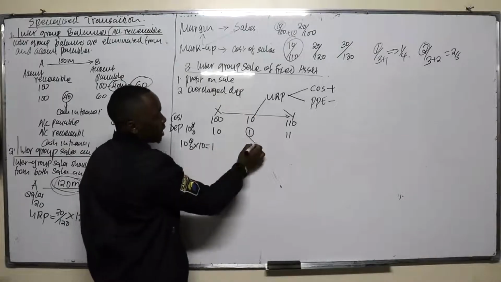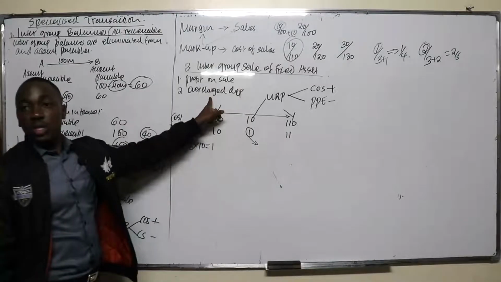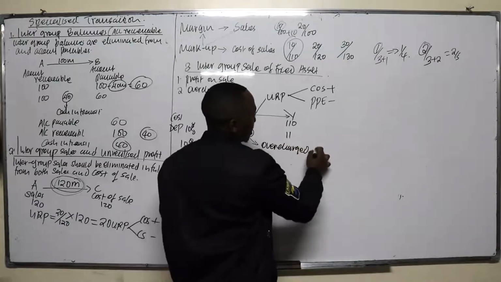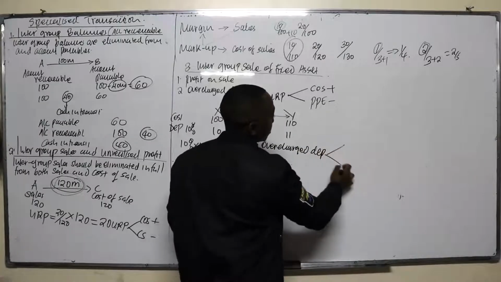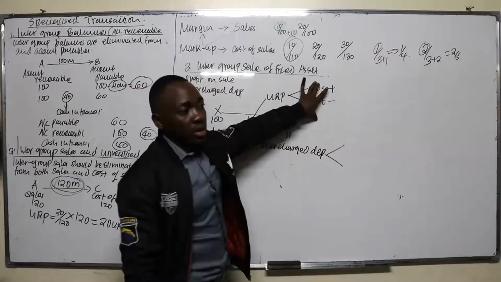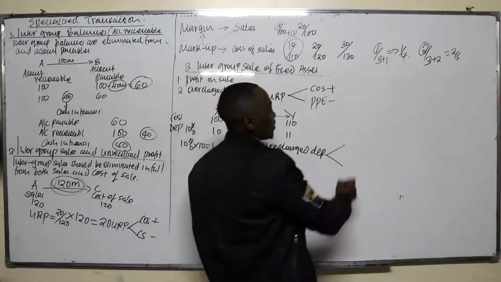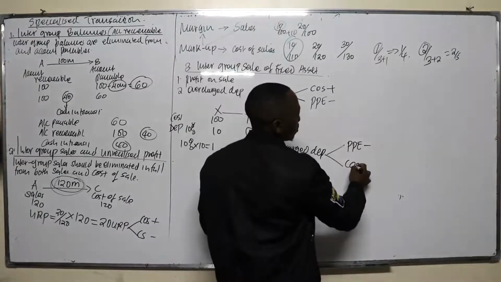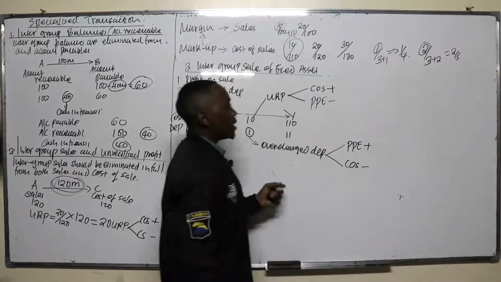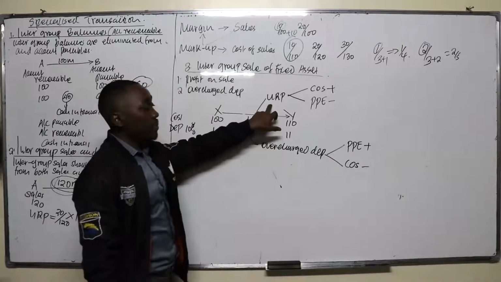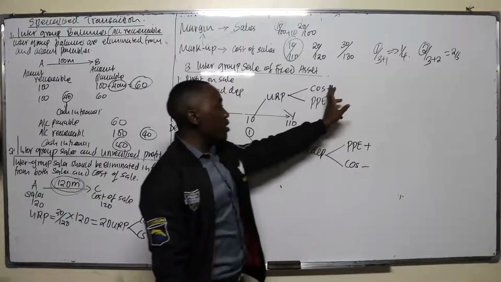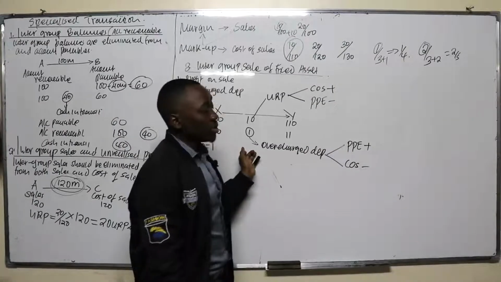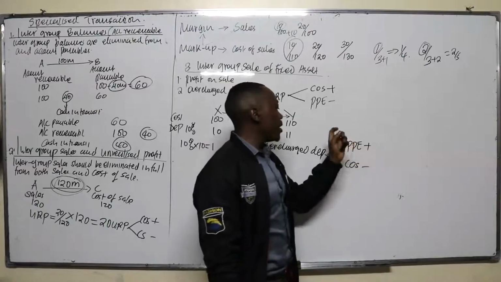Now, this one is what we call the overcharged depreciation. And for overcharged depreciation, how do you account for it? It's the opposite of this. That means you debit or add it back to PPE. You eliminate from what? Yeah, cost of sales. So for the profit on disposal of PPE, you add it to cost of sales, you eliminate it from the PPE. Then for the overcharged depreciation, you add it back to PPE, you eliminate it from the cost of sales.